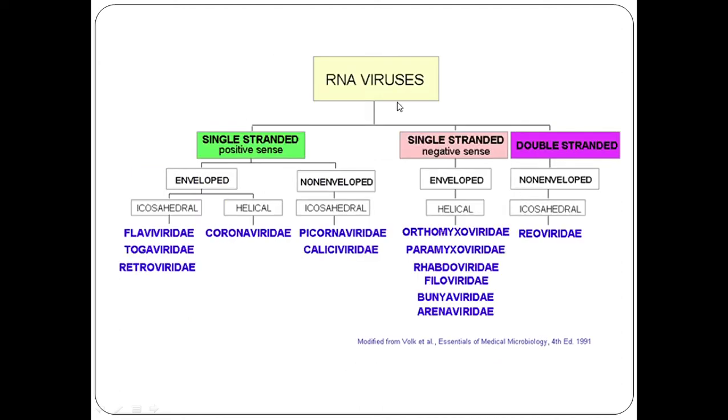Like the DNA viruses, RNA viruses are also distinguished into single-stranded positive sense, single-stranded negative sense, and double-stranded RNA viruses. The single-stranded positive sense includes the enveloped, and the enveloped have two types again, the icosahedral and the helical. Icosahedral contains the flaviviridae, togaviridae, and retroviridae, and the helical contains the coronaviridae, the corona family. And it is positive sense.